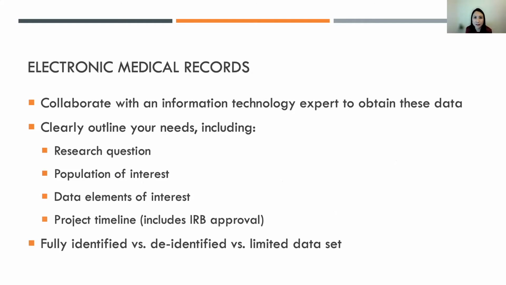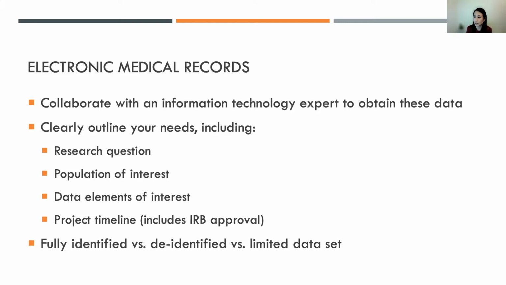So that leaves us with something that we definitely should talk about, which is the most readily accessible data source that we have, probably the EMR, so Apex or Epic. In this case, we really want to collaborate with your information technology team to obtain the data. And when you approach the team, you should clearly outline your needs. So things like the research question, the population of interest, the data elements that you'd like to collect, as well as the project timeline, including things like IRB approval ahead of time.